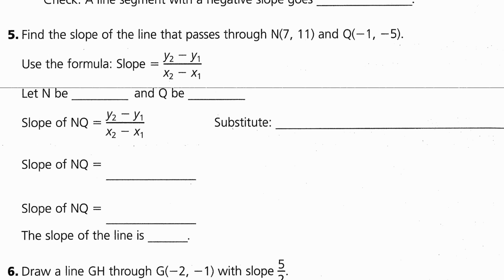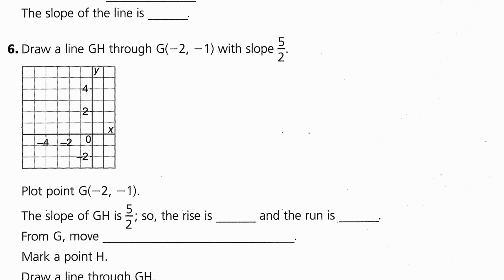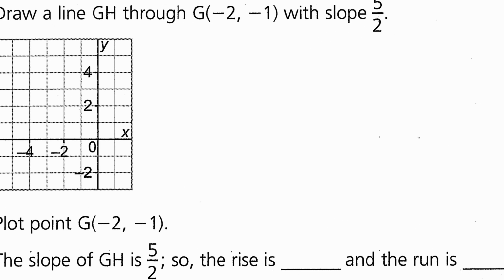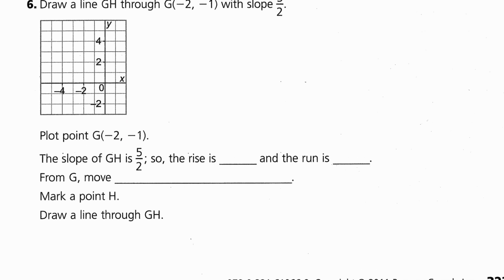Question number 5. Here you have two coordinates (7, 11) and (-1, -5). Identify the values x1, y1, x2, y2 and substitute the corresponding values over here and you will get that. And here you can see one coordinate is given, one slope is given. So in this case, first you have to plot this coordinate (-2, -1) in your graph. So (-2, -1) should be somewhere here. And after that, the slope is given, which means rise by 5 units, run by 2 units, and connect it. So that's all about this assignment.